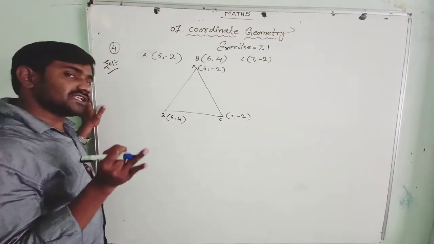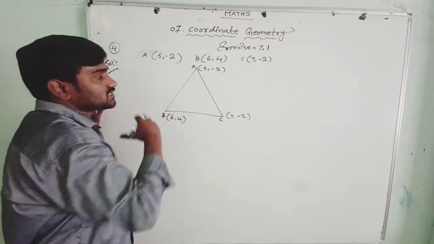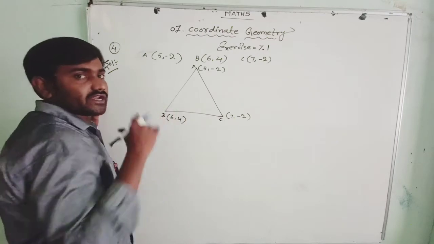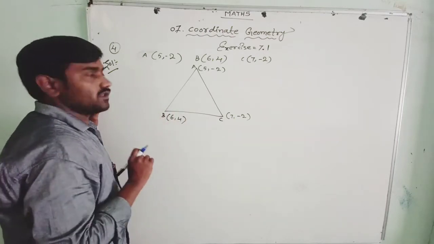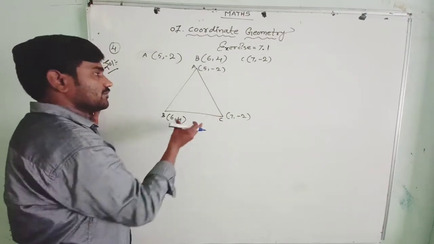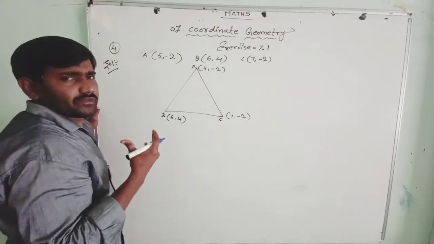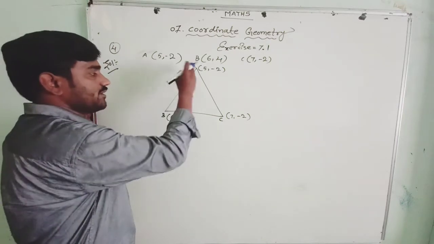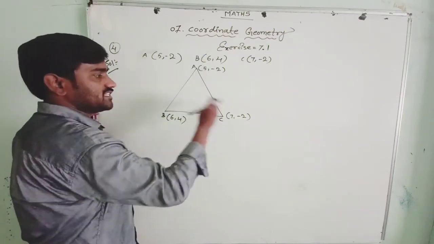To make an isosceles triangle, what is the property of an isosceles triangle? Any 2 sides should be equal for a given triangle. Either AB and BC, or AB and AC, or BC and AC, whatever. 2 sides should be equal. Let us find out the distances AB, BC and AC.